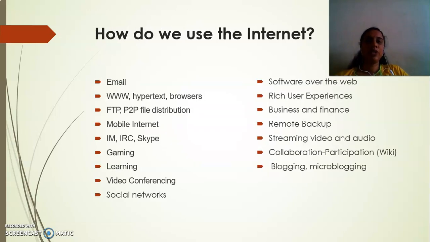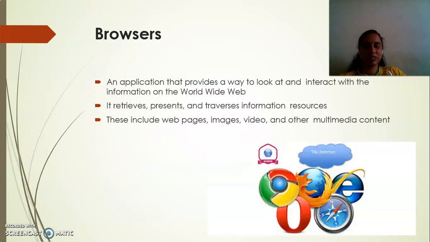So how do we use this internet? The internet could be used in all these various things that you do in day-to-day life. These are all applications of the internet, right? Email is an application, FTP is an application, mobile internet is an application, video conferencing is an application, social networks are an application, right? And the remaining things: online learning, gaming, and all these other things.